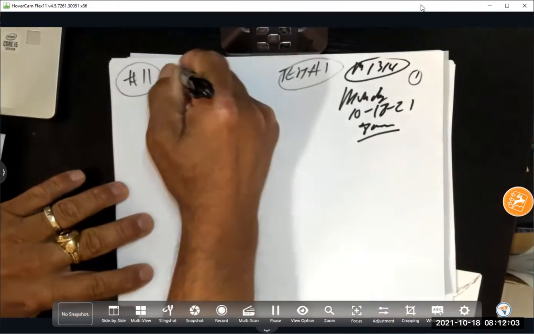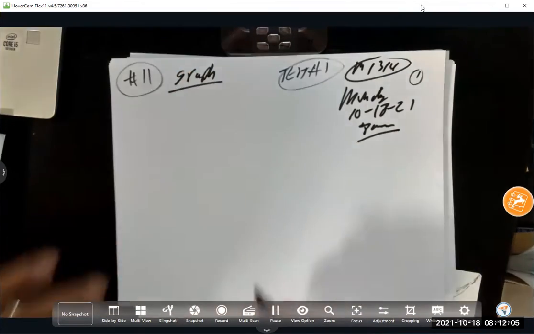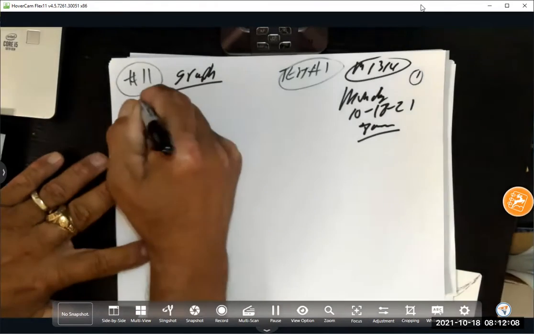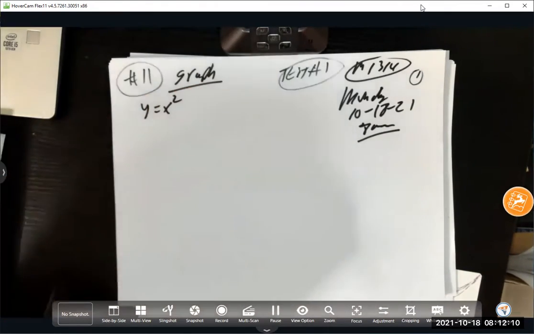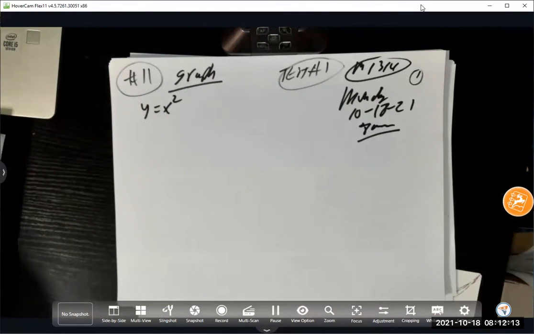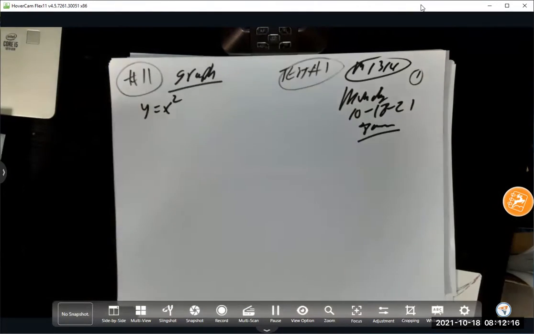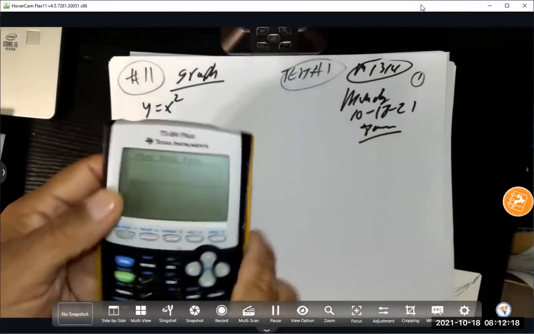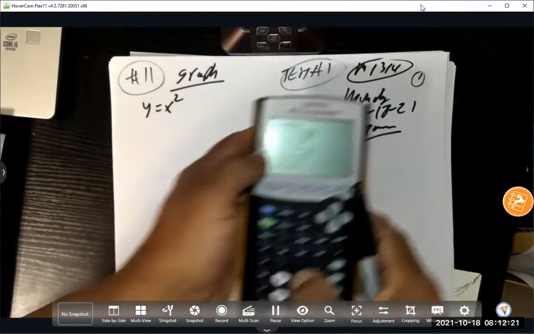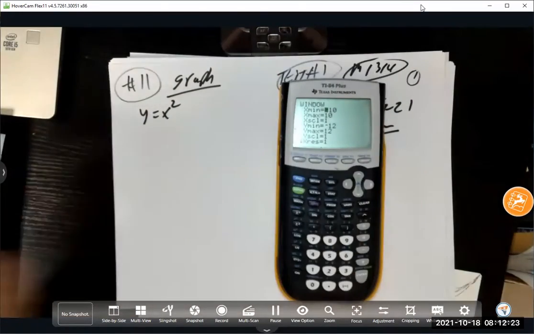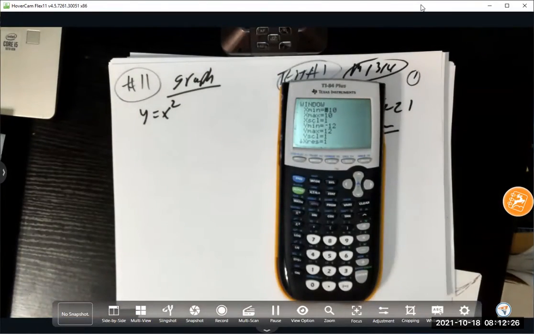Okay, so I'm gonna do this. Before we do all these graphs, A, B, C, D, E, F, G, let me do all the ones first. Y equals X squared. On your TI 84, 85, whatever machine you bought or borrowed, I want you to set your numbers to 10, 10, 12, 12. Are you ready right there?